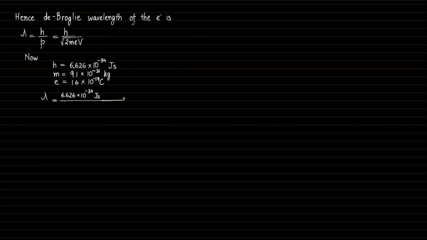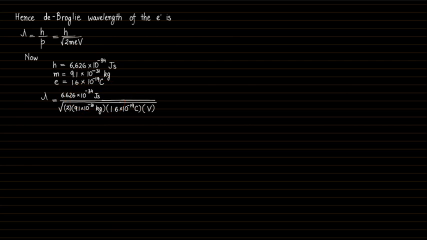So write down lambda equals, substitute the value of h, 6.626 times 10 to the power minus 34. Then write this square root and write 2. Then substitute the value of mass, 9.1 times 10 to the power minus 31 kg. Then you have e. e is the charge of the electron. Substitute this value here. Fine. Multiply with V. Now when you equate these values, you can find the values using your calculator.